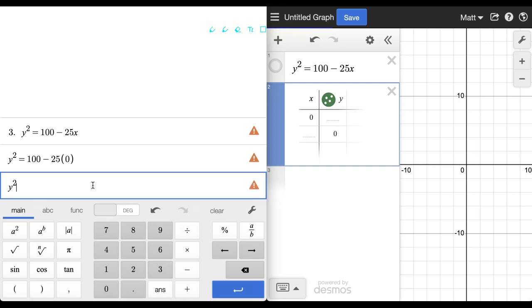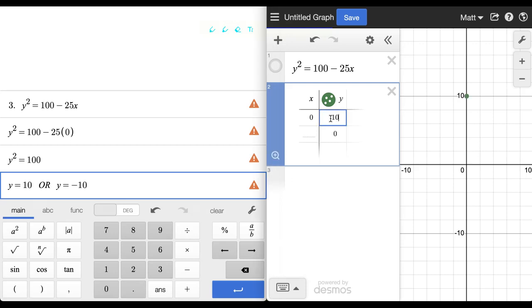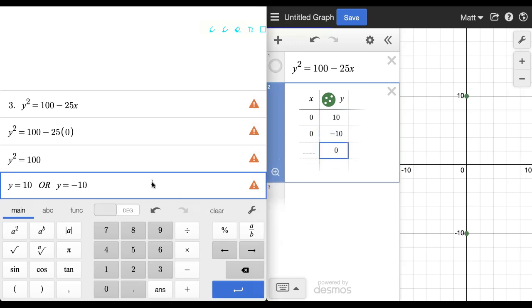So this becomes what? y squared equals 100 minus 25 times 0. 25 times 0 is just 0. So we're looking at y squared equals 100. Square root both sides here. Don't forget the plus or minus. You should now have y equals positive 10 or y equals negative 10. So you actually have two y-intercepts in this problem. So we have (0, 10) and (0, -10). Okay, those are the y-intercepts.